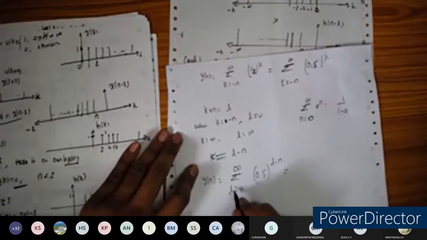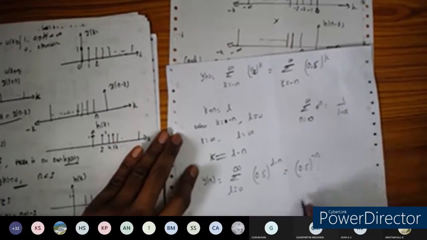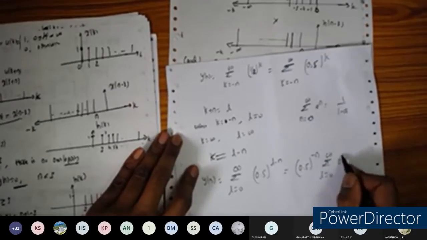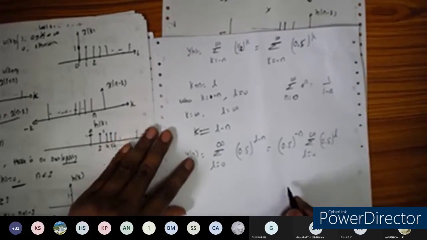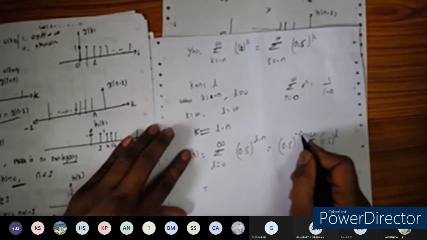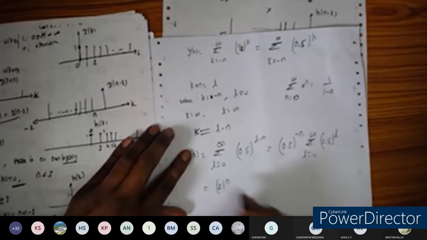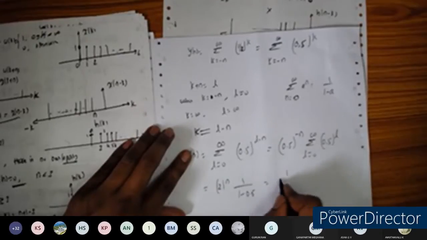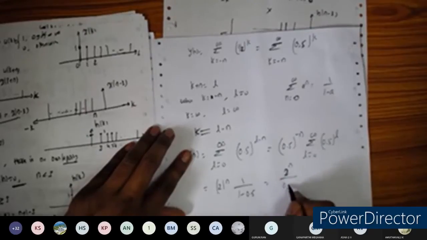Since the factor is not a function of L, I can take 0.5 to the power of minus n outside, into the summation L from 0 to infinity of 0.5 to the power of L. 0.5 to the power of minus n can be written as 1 by 0.5, which is 2 to the power of n. For the summation, since the value of a is less than 1, we apply 1 divided by 1 minus 0.5, so 2 to the power of n divided by 0.5.